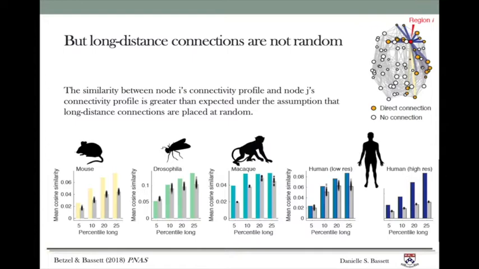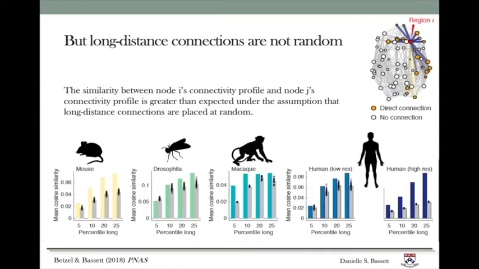Here's the mean co-similarity between node I's connectivity and node J's connectivity as a function of how long the connection is. So this is the 5% longest connections up through the 25% longest connections. And in color, you see the actual data from the animal, and in gray, you see the data from a randomized null model. And what I just want you to notice is that the colored bars are consistently greater than the gray bars in mouse, in Drosophila, in macaque, and in the 2 humans.